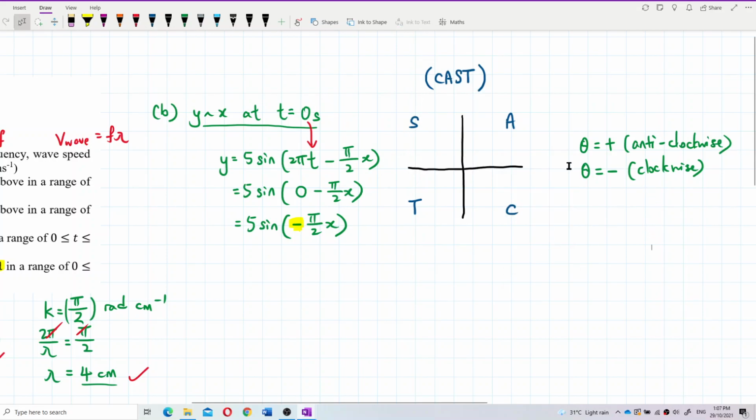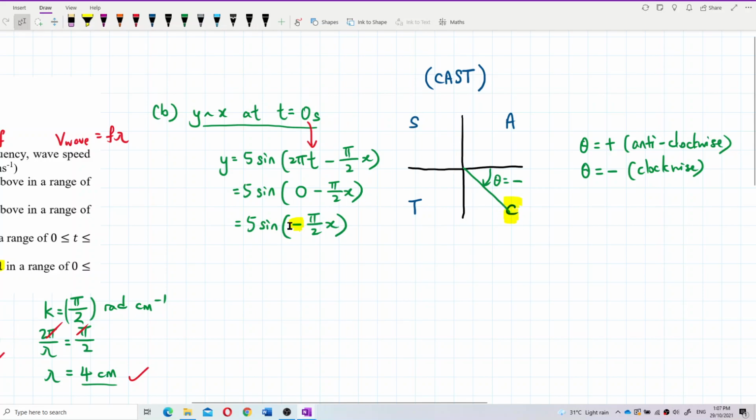Okay, so now we have a negative angle. Negative angle means clockwise. That means the angle is clockwise, like that. This is a negative angle, so it is clockwise. So you are in what region? You are in the cosine region. You see that? You are in a cosine region.